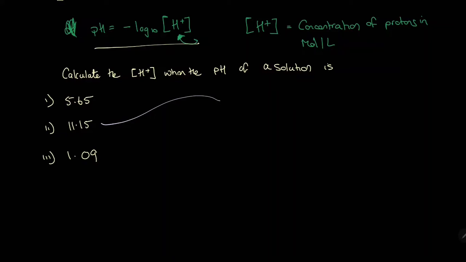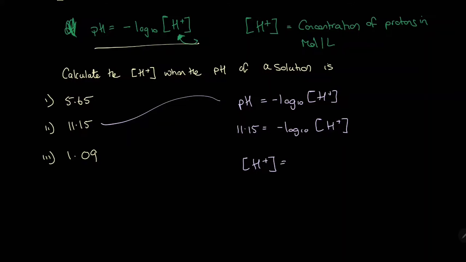Okay, the next one. Again, we have our formula. Filling it in. Using our conversion, that the concentration of the proton is 10 to the power of minus 11.15. And for this one, we should get a value of 7.08 by 10 to the minus 12 moles per litre.